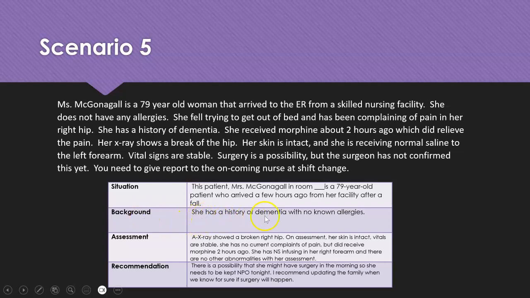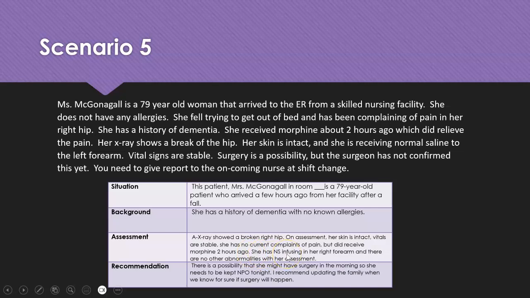Background. She has a history of dementia with no known allergies. Okay. An X-ray showed a broken right hip. On assessment, you tell them her skin is intact. This is your assessment. Vital signs are stable. She has no current complaints of pain, but did receive morphine 2 hours ago. Remember, she has dementia, so she may not really be telling you to the fullest what's going on. Some things you may have to assume.